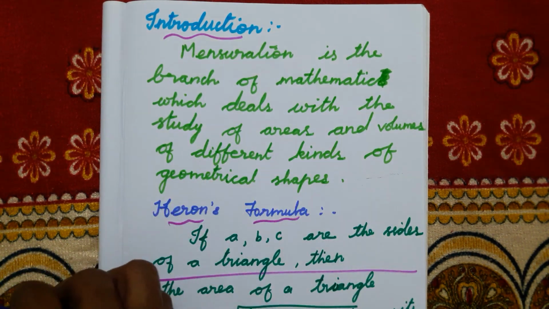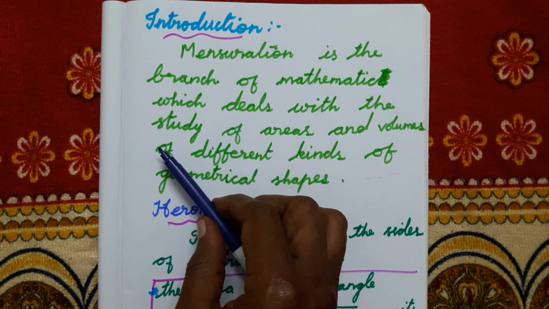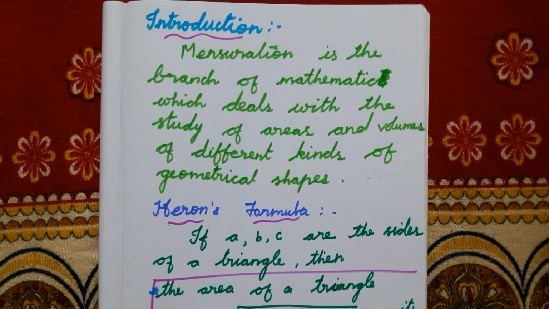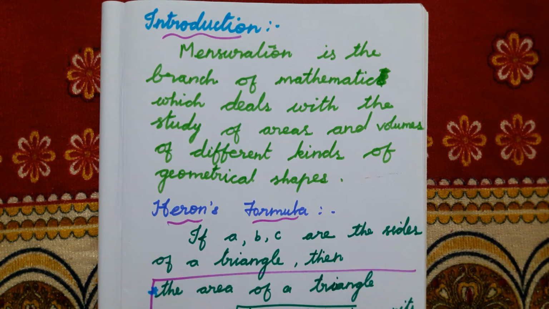First, what is mensuration? Mensuration is the branch of mathematics which deals with the study of areas and volumes of different kinds of geometrical shapes. In the lower classes also you have learned that, measurement, mensuration, everything. You have learned that.